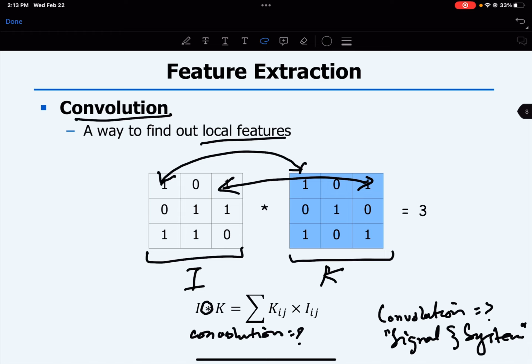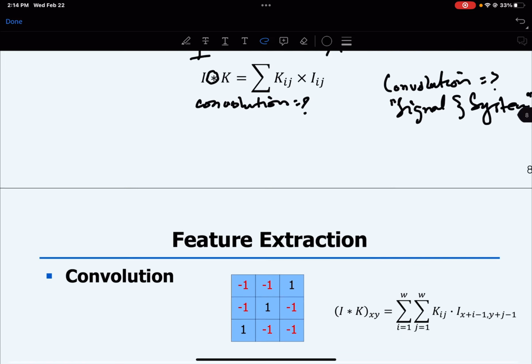So these two matching, and then only this one is matching, and we have 1 plus 1 plus 1, that is equal to 3. So we sum up all the matching pixels, and the answer comes out to be 3 for this convolution operation.